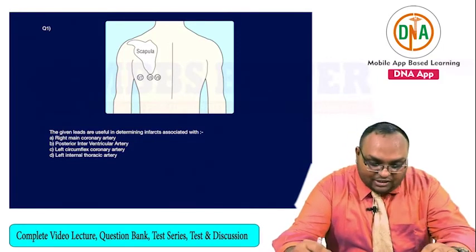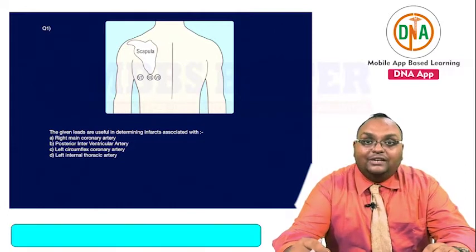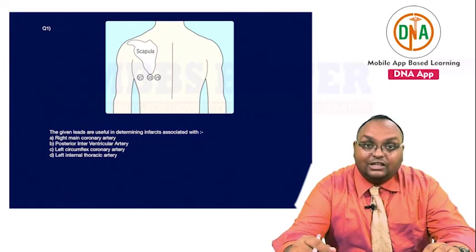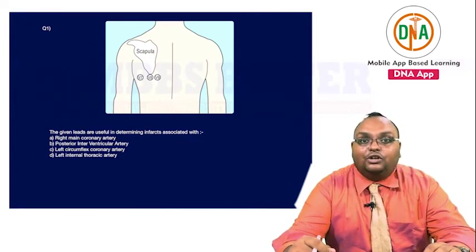So what does the question read? The given leads are useful in determining infarcts associated with the right main coronary artery, the posterior interventricular artery, the left circumflex coronary artery and the left internal thoracic artery.